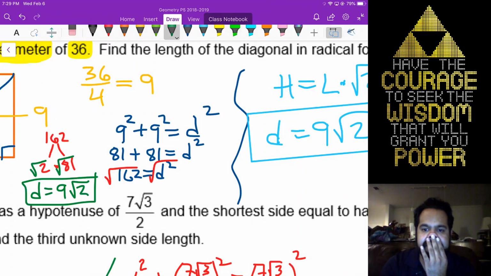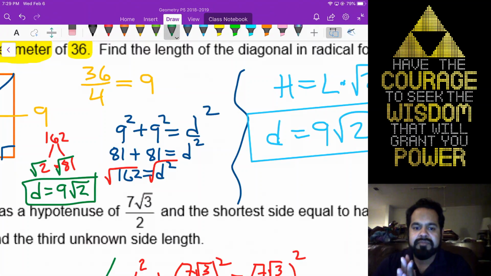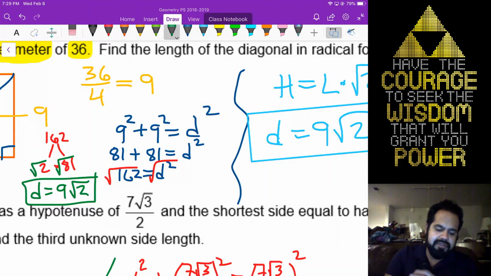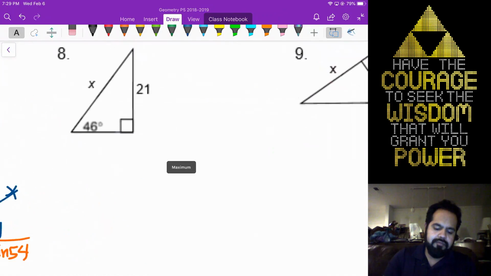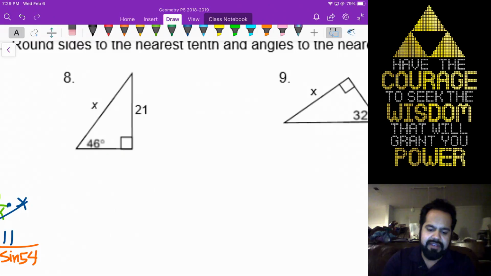Any other questions, my little critters? Number 8. We'll make that one the last one, Elijah, before I go to sleep. Alright. Little stick figure.